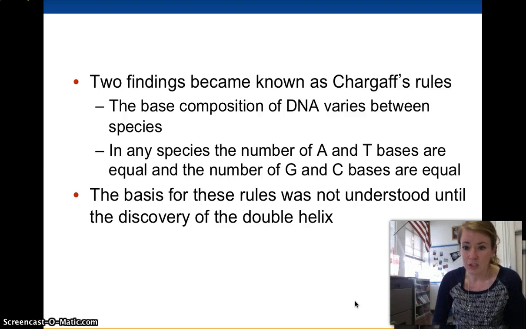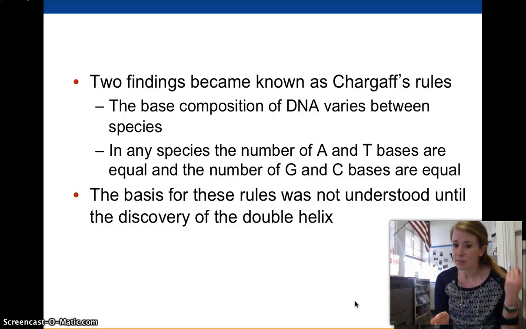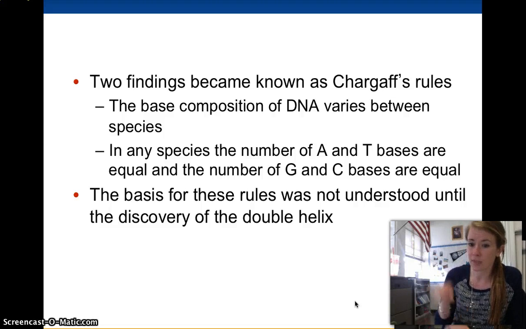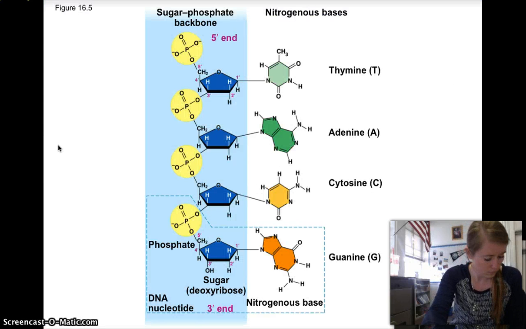So in any species, it doesn't matter which one, the number of A's will always match the number of T's, and the number of C's will always match the number of G's. So A's won't match C's, G's won't match T's, but A will always equal T, C will always equal G. Chargaff was able to determine that, and people thought it was cool, but they didn't really understand what that meant until the structure of DNA was discovered. But Chargaff was able to determine those two things: that the composition of DNA varies between species, and that the number of A and number of T are equal, and number of C and G are equal.